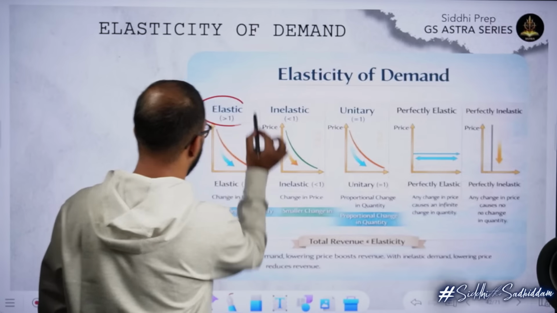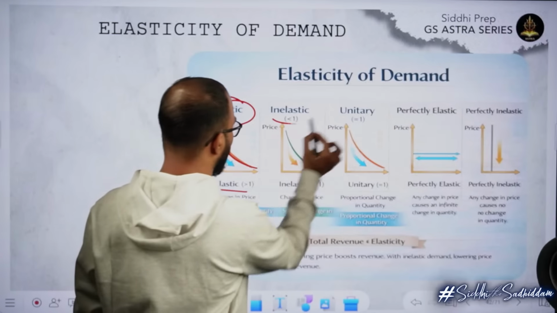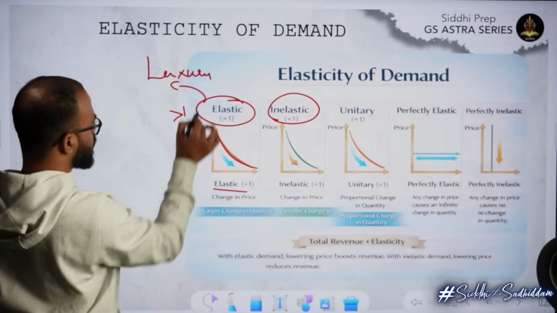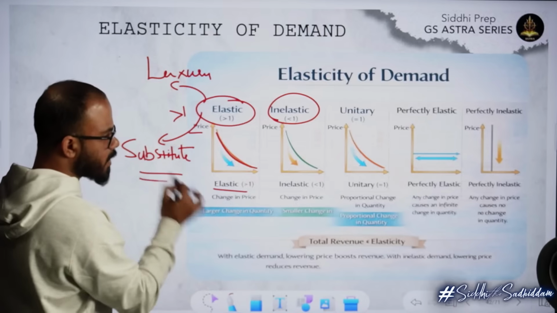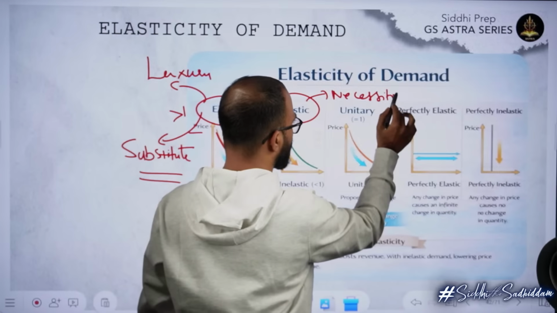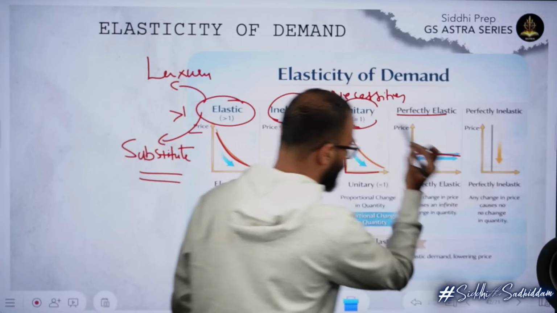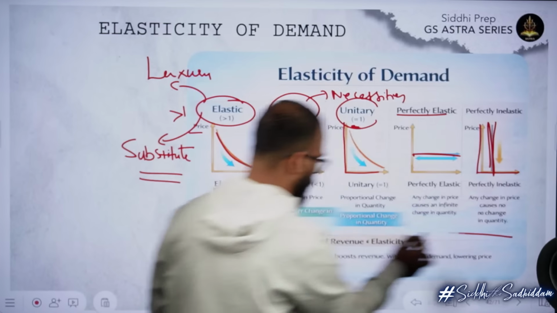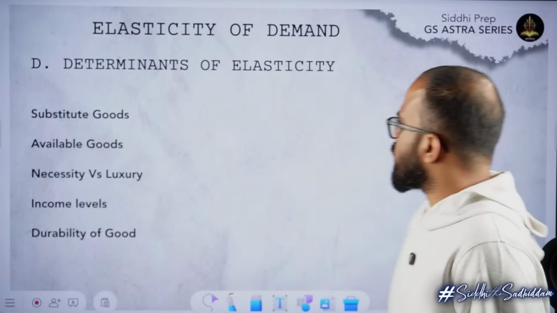So elastic demand, where elasticity is more than one, with price and quantity, this is how the graph looks. Elastic demand is for luxury goods, and also for those with substitute goods. Inelasticity is usually for necessities. If it is equal to 1, you call it unitary. Perfectly elastic is a straight line parallel to the x-axis, and perfectly inelastic is a line parallel to the y-axis. These things can be asked in the exams, so you have to take care of these things.